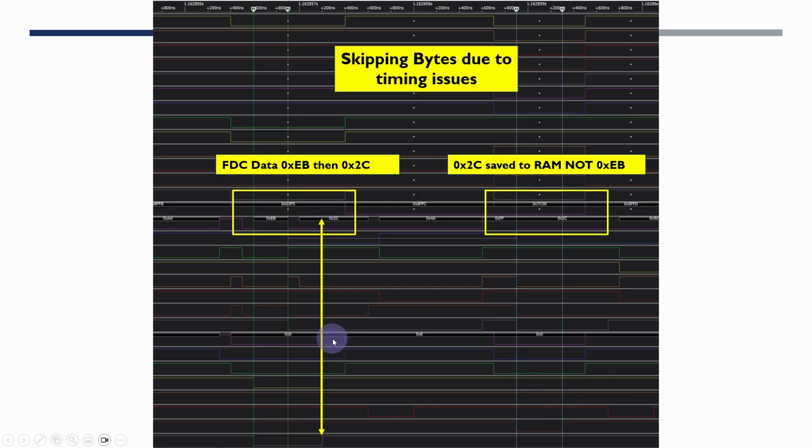And in fact, one of the issues I ran into, we ended up skipping bytes due to the timing issues. So you can see here we've got our EB, which is the first byte in the boot sector, followed by 2C. Now when we're handling the first byte here, what actually happens is that the IO signal down the bottom here, when it goes high, the floppy disk controller has already started reading the next byte. And in fact, when we save the byte to 7C00, which is the first byte, we actually get 2C and not EB. So this is indicative of some of the timing issues.